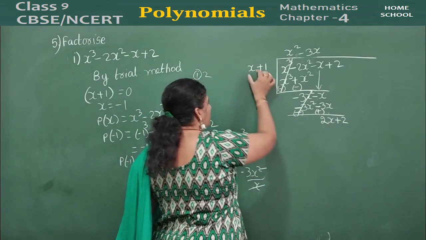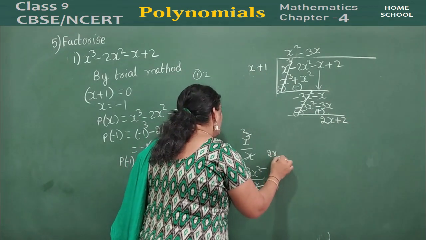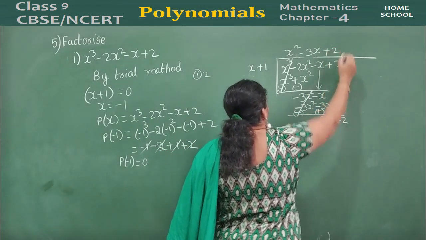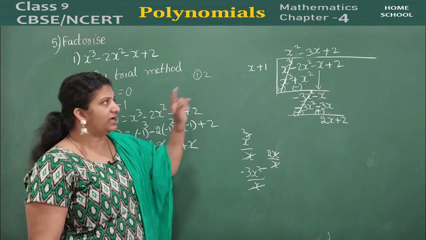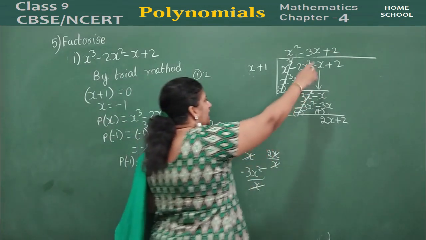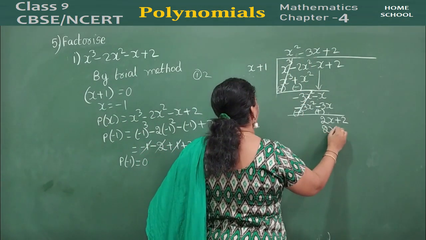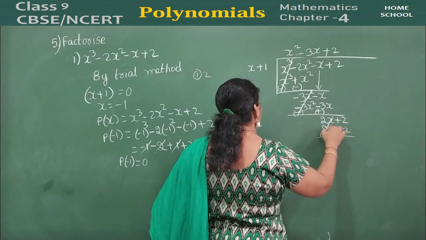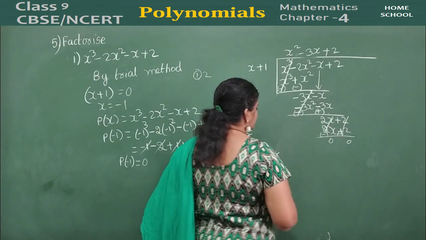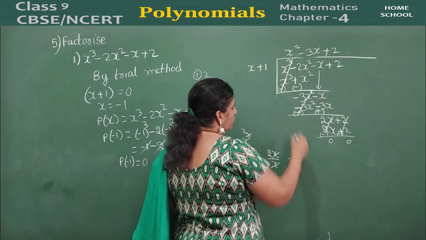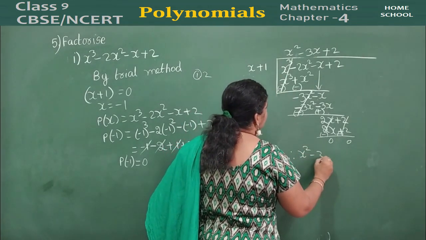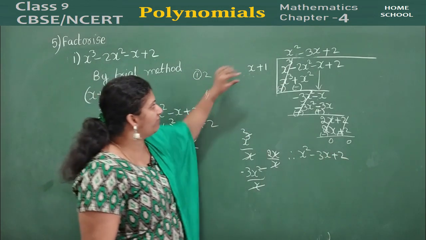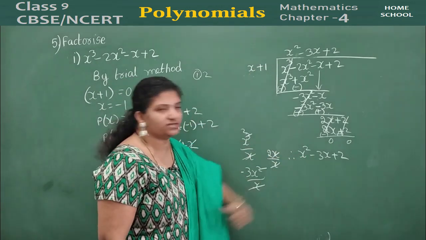Again 2x by x you divide. What are you going to get? x cancels and you are left with 2, that is plus 2. Then with that 2 multiply. 2x plus 2 into 1 will be 2. Then again change sign, cancel, 0, 0. Therefore, what is the quotient you got here? x square minus 3x plus 2. So, one factor is this, another is this.